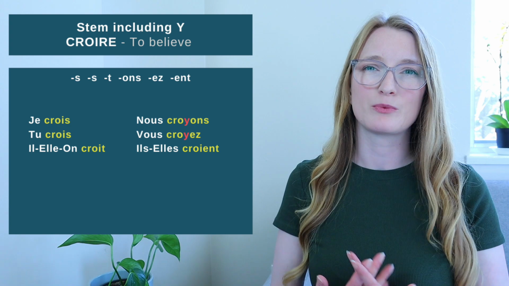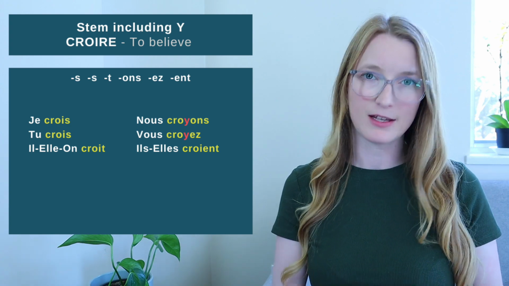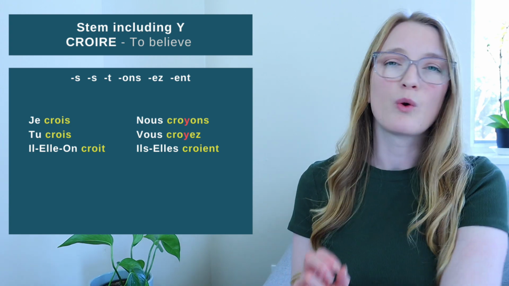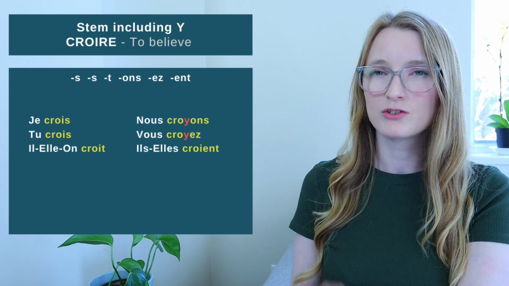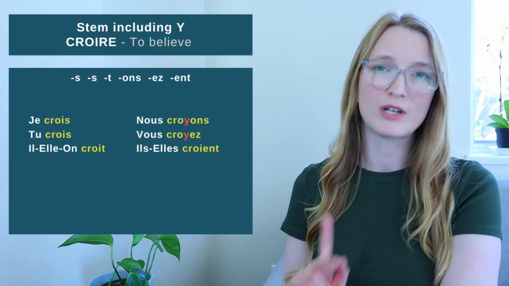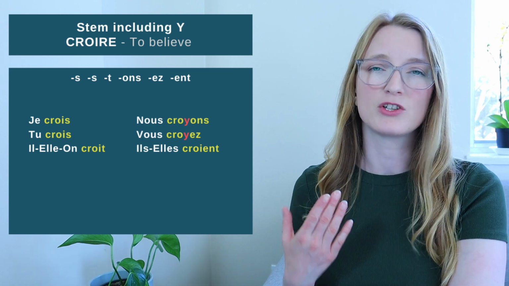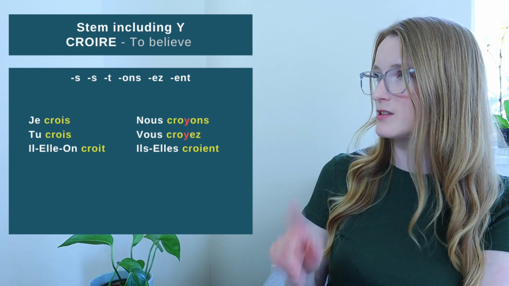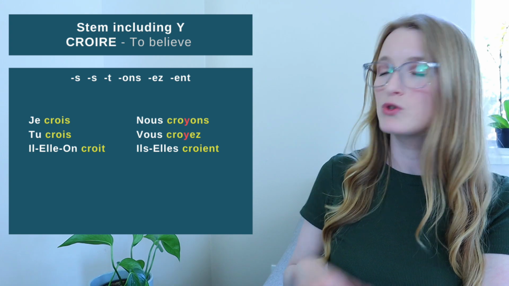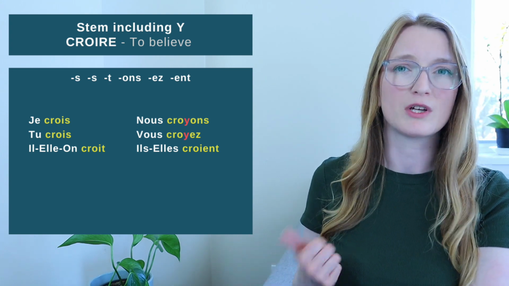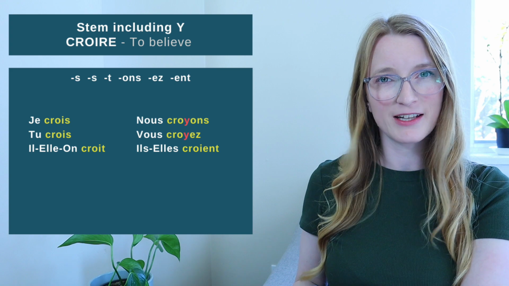Now we have the verbs where the stem includes y. We are going to see croire and fuir. So they are only going to change for nous and vous. Otherwise, we are just going to keep the stem. So C-R-O-I, but the I becomes a Y for nous and vous. Then we just add the regular endings.